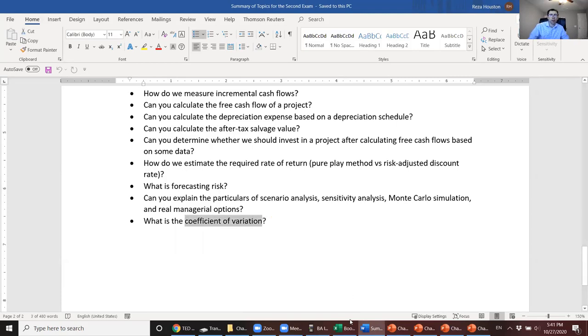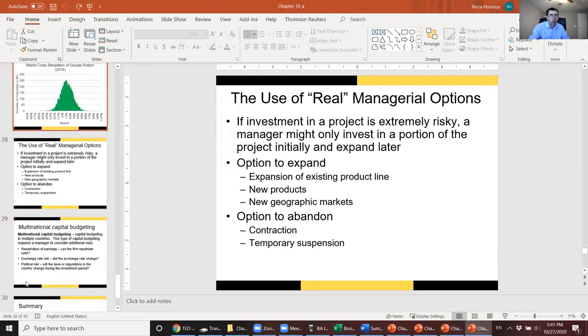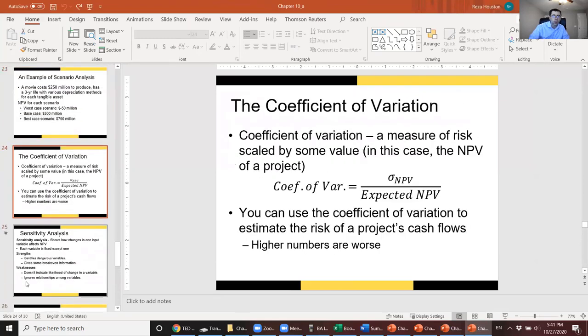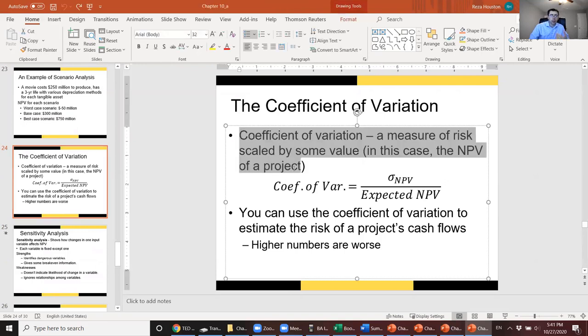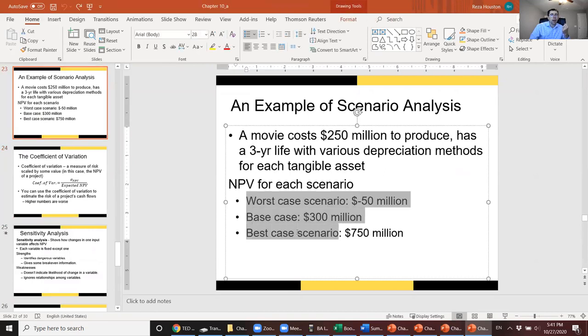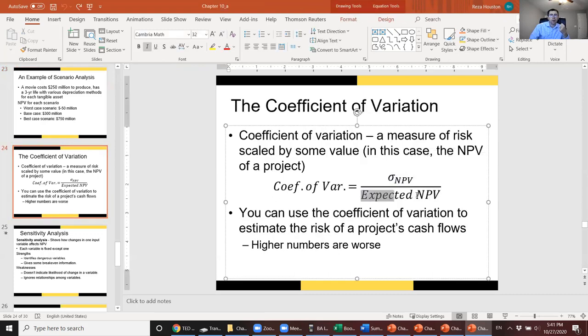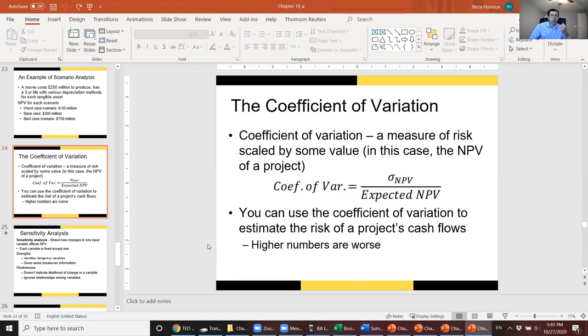Then finally, coefficient of variation here. This is going to be our standard deviation divided by our expected return or expected NPV. So what we're doing here is we're developing a measure of the risk, a scaled measure of the risk of a project. So we have, let's say, in the case where we have scenario analysis, a worst case, a base case, and a best case. We're going to have three different NPVs here. And we can calculate the standard deviation of those NPVs divided by the expected NPV, and that'll give us our coefficient of variation. And that'll be a measure of risk that we can talk around in a meeting when we try to sell a capital budgeting project to our superiors.